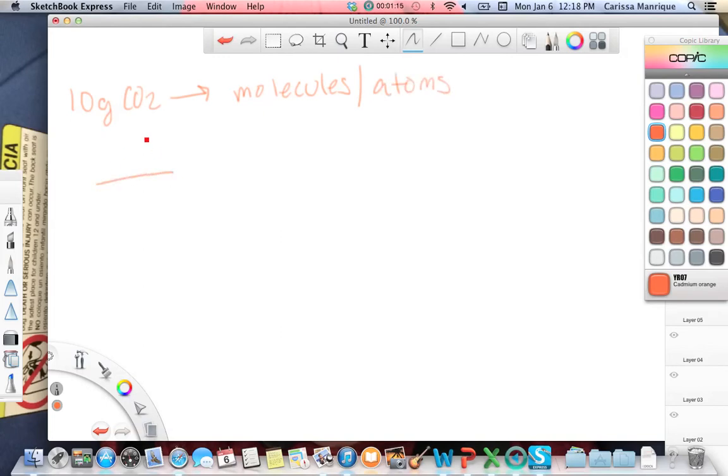So the first thing we're going to do is we'll have our grams of a substance, and we'll go from a gram to a mole, and then from a mole to a molecule or an atom, depending on which one we're going to, it doesn't matter. So it's set up exactly the same. Let's look at this. We have 10 grams of our substance, CO2, and anytime you have a gram mole or a mole gram, anytime moles and grams are on top of each other in some way, that is your molecular weight.